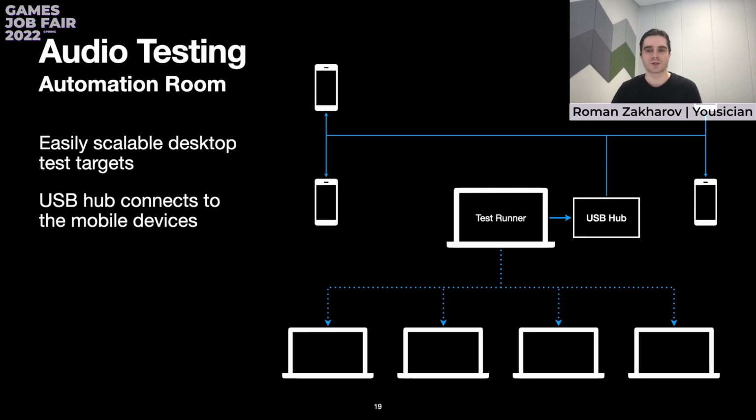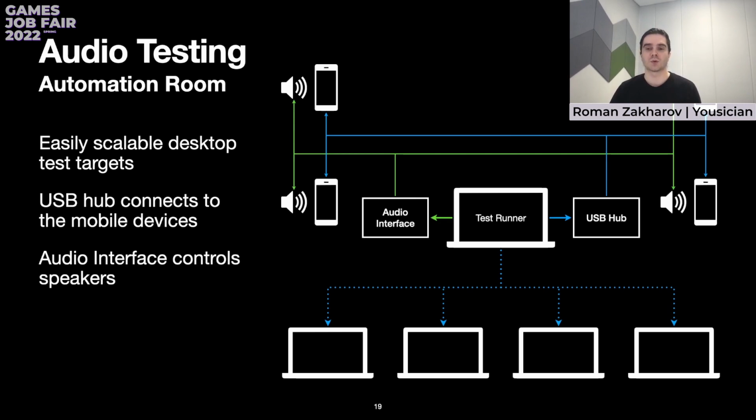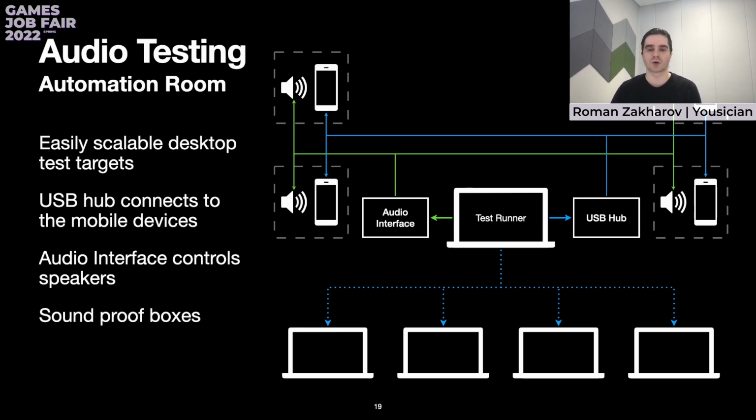To connect mobile devices, we need a USB hub. An audio interface with multiple inputs and outputs is required to connect multiple speakers that play different audio at the same time. That's what we need for mobile devices. And finally, we use wooden boxes to isolate the speakers.